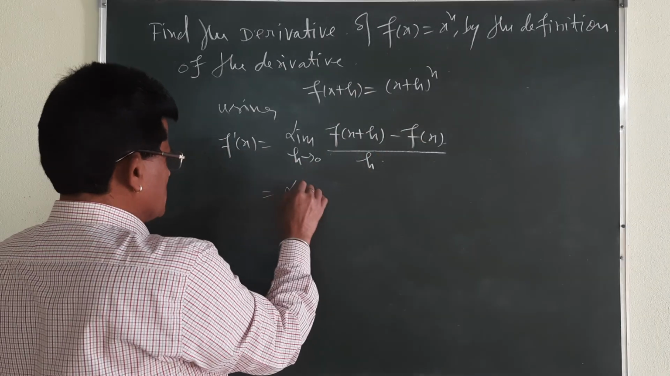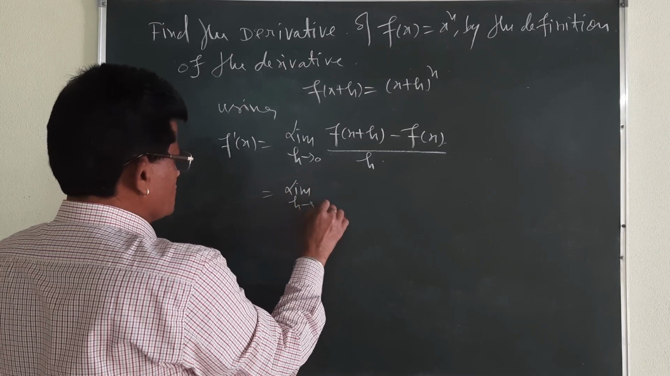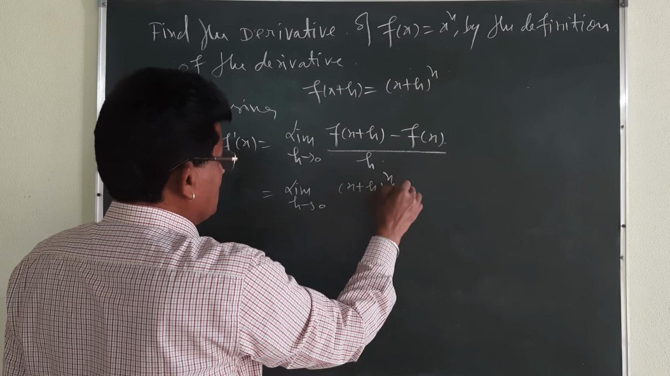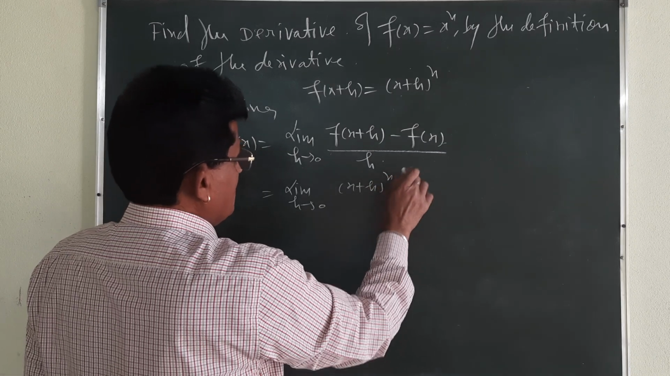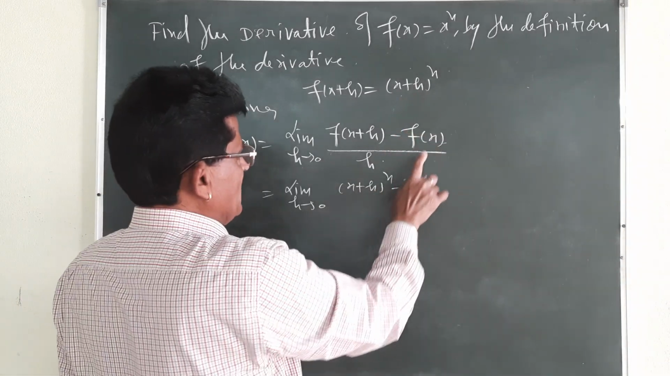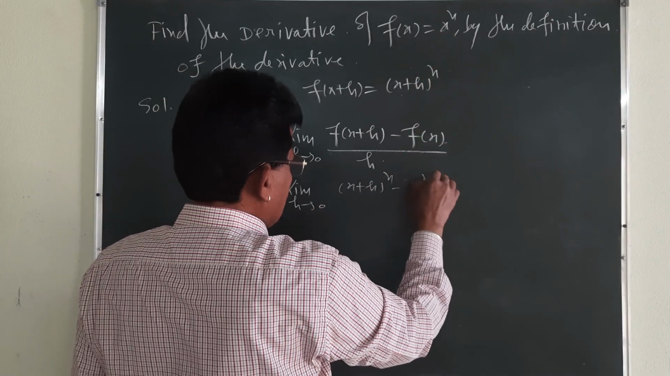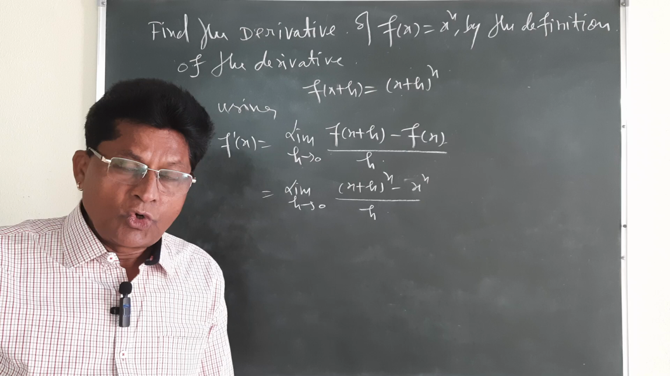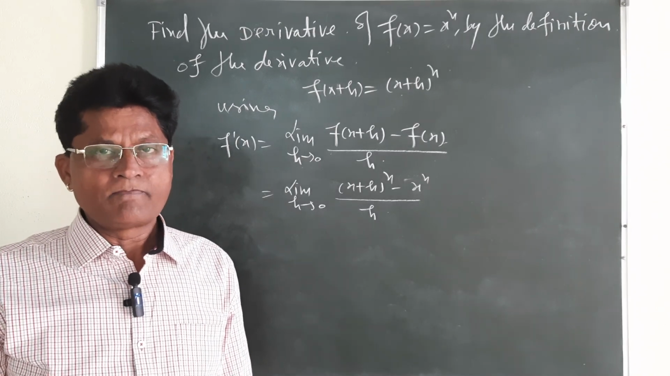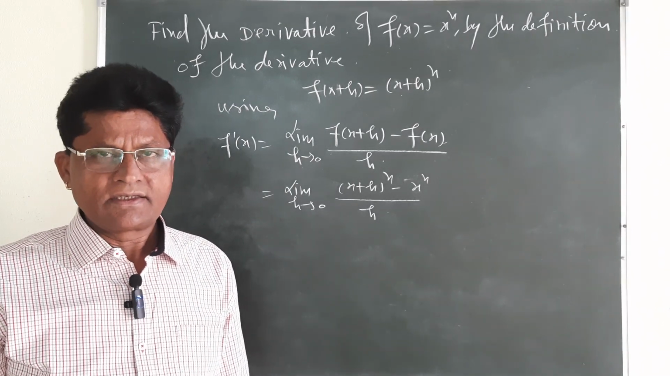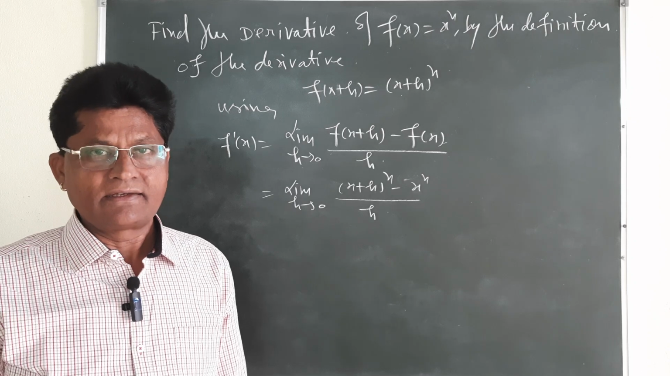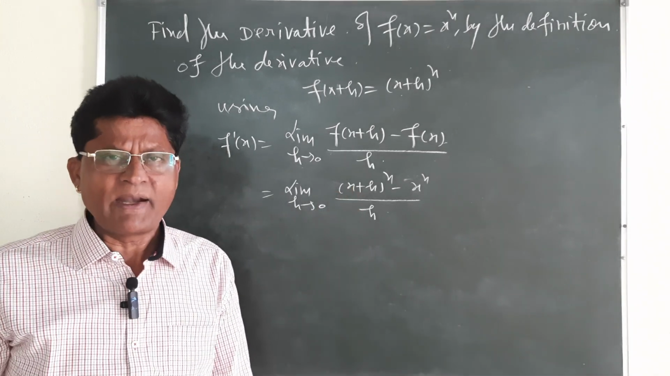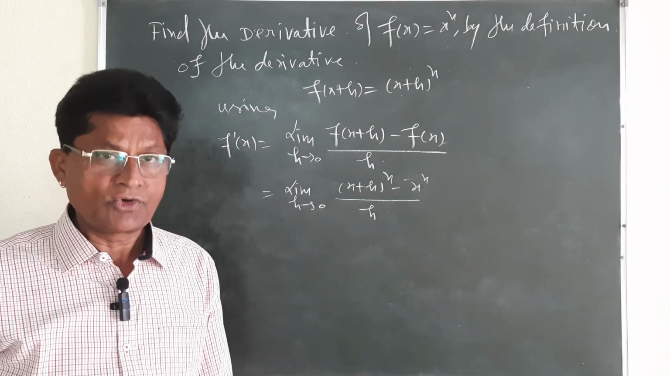Okay, you substitute the value, limit h tends to 0. As I told you, you must concentrate. I am telling you the very important formula. In place of f(x), write x to the power n, upon h. As I told you, you must use all the conditions which you have studied in class 9. Okay, we shall expand it by using the binomial theorem.